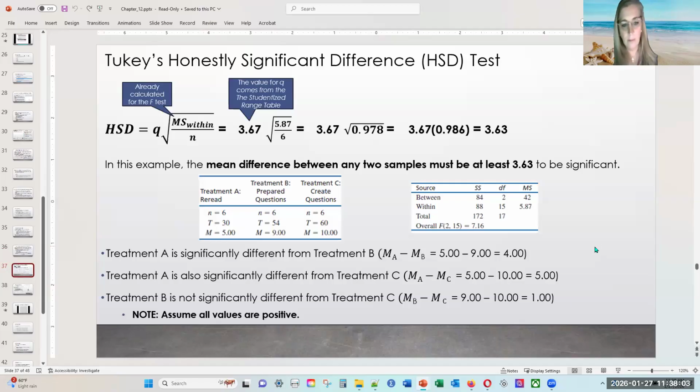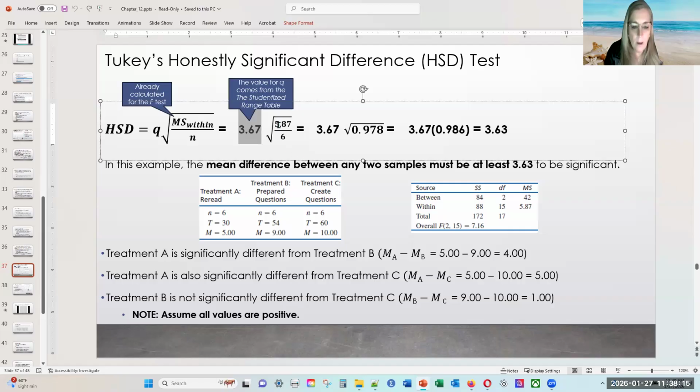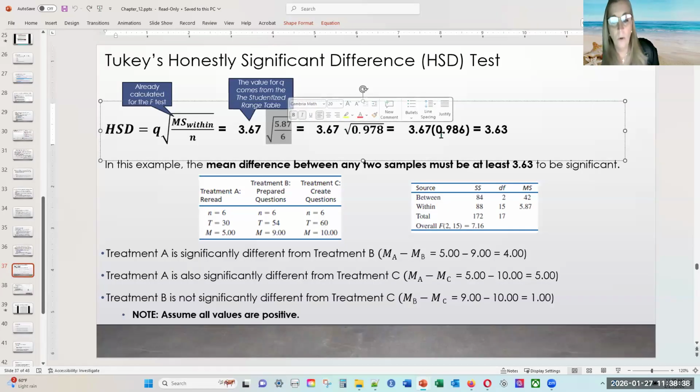All right, so here's an example, and you would do that for each of them. You've already calculated that, for example, and we end up with 3.67. Pardon me, the value for Q comes from the studentized range table. You take 3.67, and after you've calculated the MS within divided by N, you put that in, find the square root of that, and then multiply.